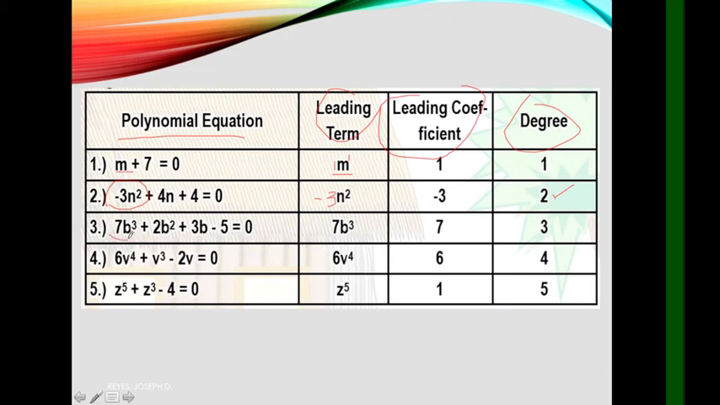Next, we have 7b cubed. The leading term is 7b cubed. The leading coefficient of 7b cubed is 7, and the degree of 7b cubed is 3, or cube. Next, 6v raised to 4. The leading term is 6v raised to 4. The leading coefficient is 6, and the degree is 4. Finally, we have z to the 5th. z to the 5th is the leading term. The leading coefficient of z to the 5th is 1, and the degree is 5.